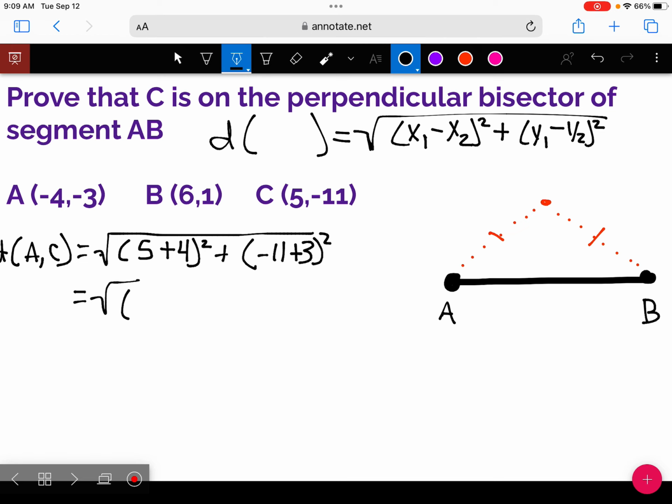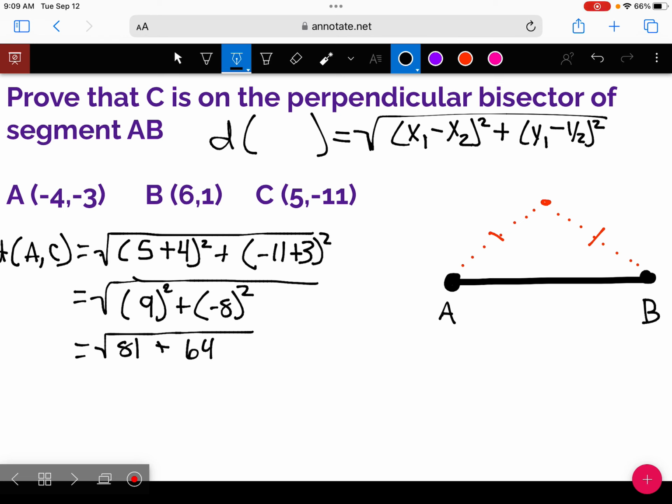Square root. 5 plus 4 gives us 9. Negative 11 plus 3 gives us negative 8. 9 squared gives us 81. 8 squared gives us 64. So the distance here is square root of what? 145. So the distance between A and C is the square root of 145.